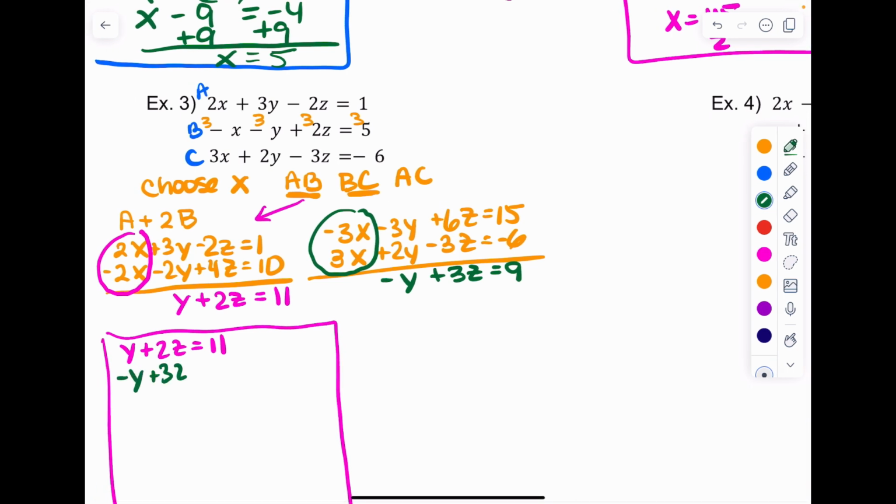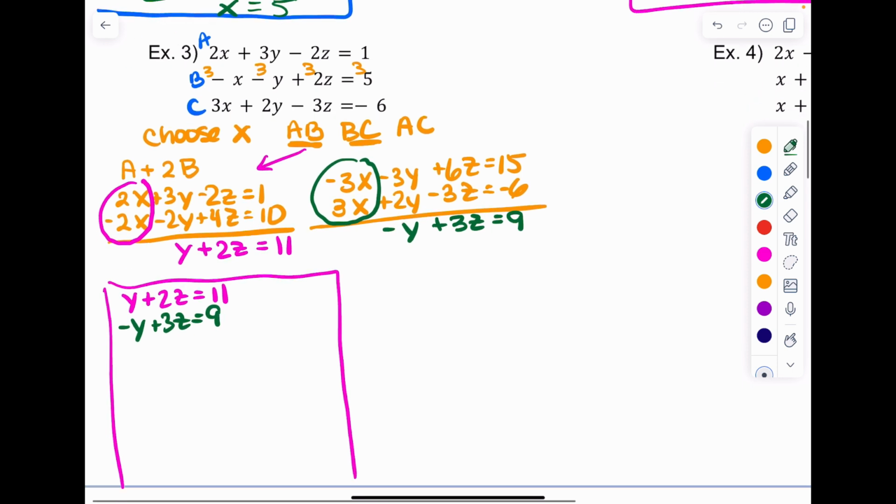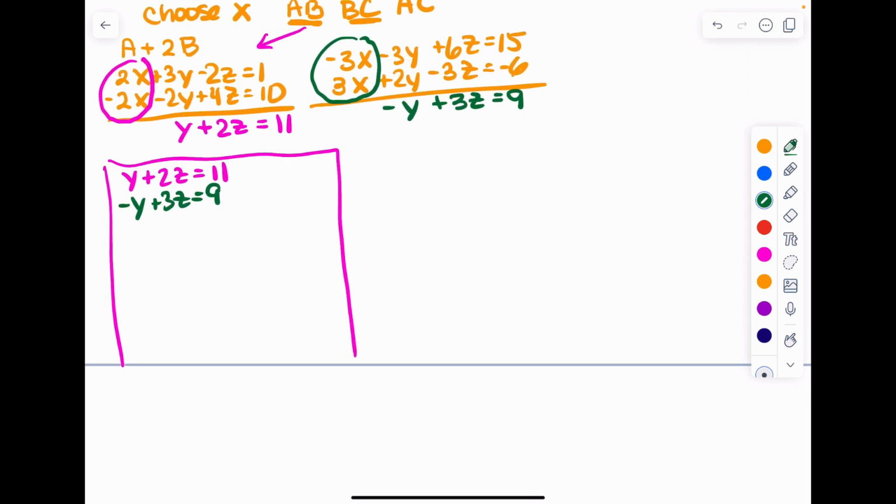plus 3z is equal to 9. Okay, so now we're going to stay inside this box until we have solved this. So what we're going to do is we add these together, and you can see we eliminate the y, and we get 5z is equal to 20. So when we divide by 5, z is equal to 4.